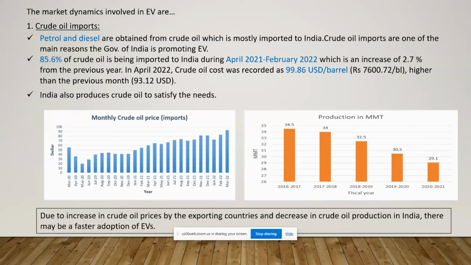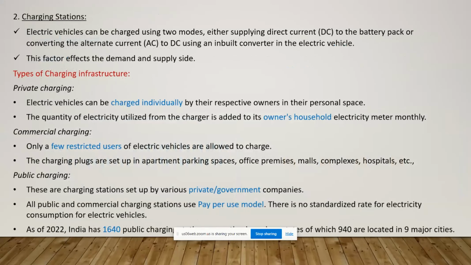86 percent of crude oil is imported from other countries. India tries to produce crude oil also, but as you see in the graph, it's very limited because of the unavailability of raw materials. On the other hand, the crude oil price is increasing day by day, and India has to pay a hefty amount to other countries to get crude oil. And this is one of the factors why we are going towards electric vehicles.